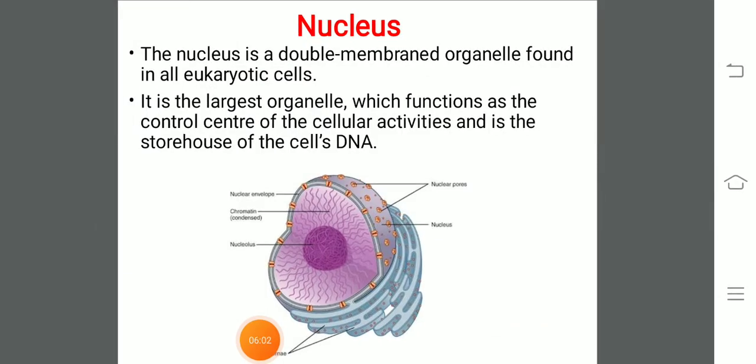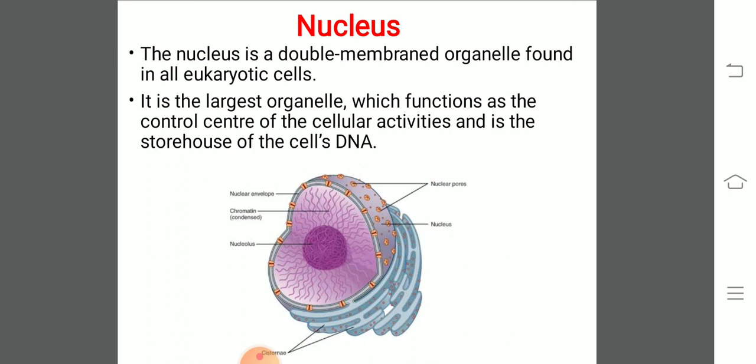Okay, and one more thing is what are the functions of the nucleus? It controls all metabolic activities of the cell and also the cell division. It is involved in the transmission of hereditary character from parents to offspring.